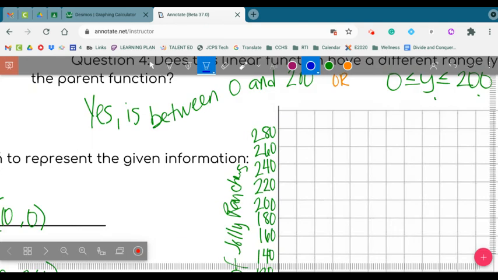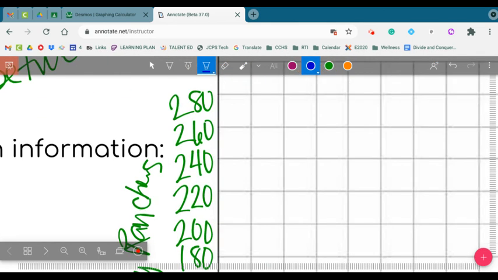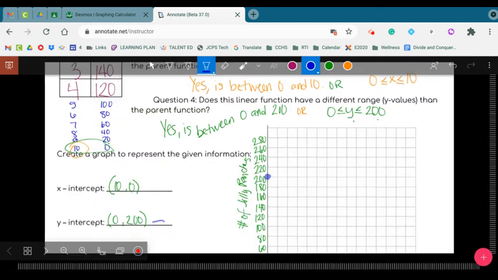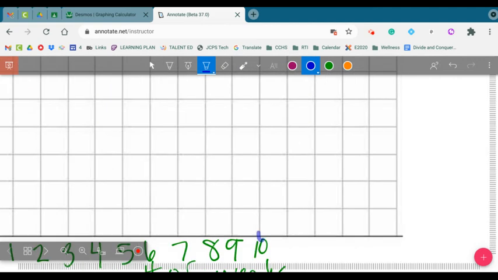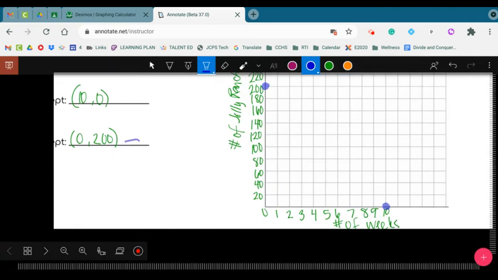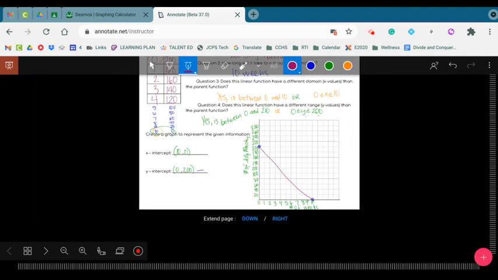Okay, now for graphing it, we know our y-intercept is 0, 200. So we're going to plot a point at 0, 200. Then our x-intercept is 10, 0. So we're going to plot our other point there. And then we're just going to draw a line in between these 2 points. And that is my graph.